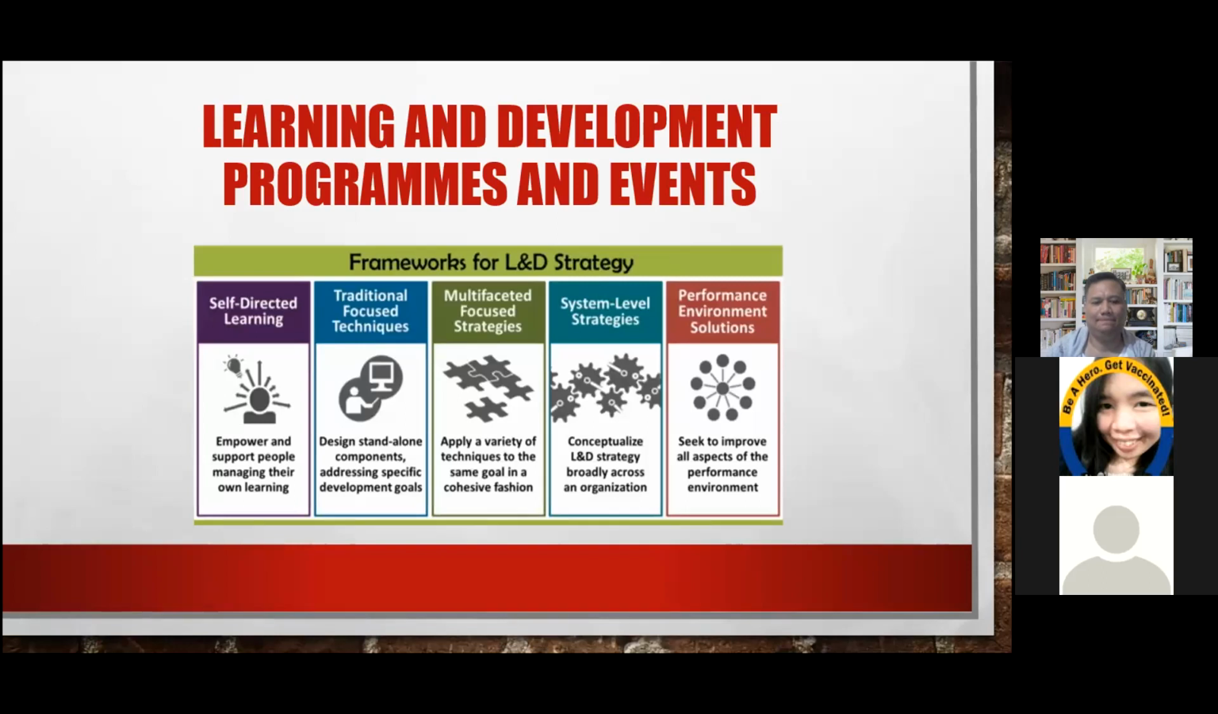Next is the multifaceted strategies. These strategies can apply a variety of techniques to the same goal in a comprehensive fashion, usually aimed at a specific knowledge and skill development. Most useful for complex skills when the audience has varying needs with regard to a topic or when you want to develop knowledge and skill over time. This array of strategies is what's new in L&D in the recent past and likely in the near future as well.